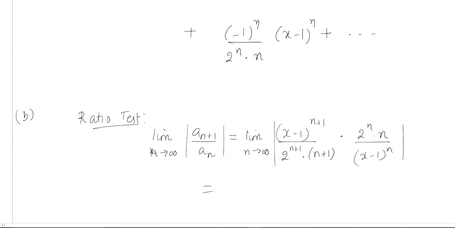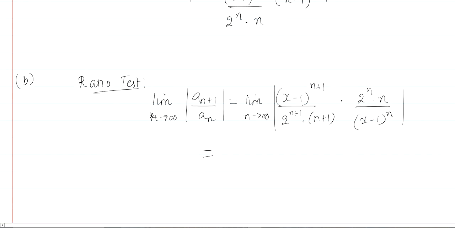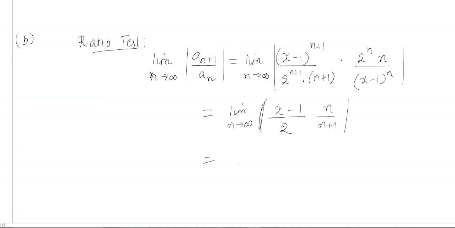When we simplify this, we see that the only terms that make a difference are x minus 1, because (x minus 1) to the n plus 1 over (x minus 1) to the n gives me x minus 1 over 2, and then I have n over n plus 1. As n approaches infinity, this limit approaches x minus 1 over 2.